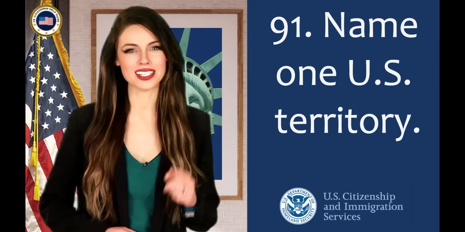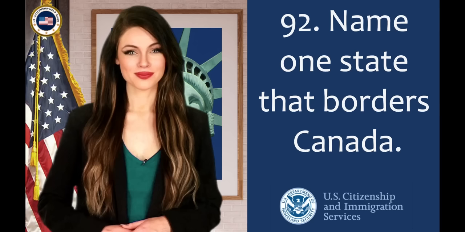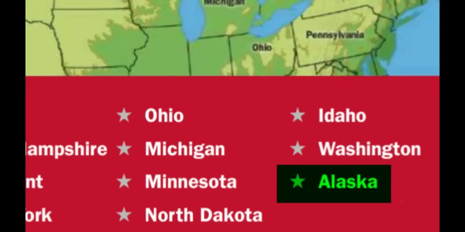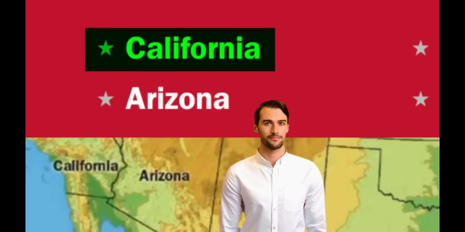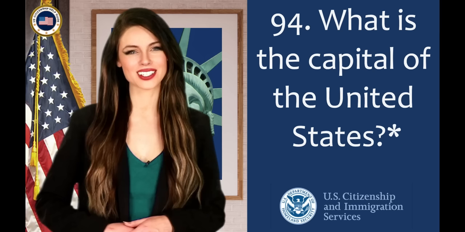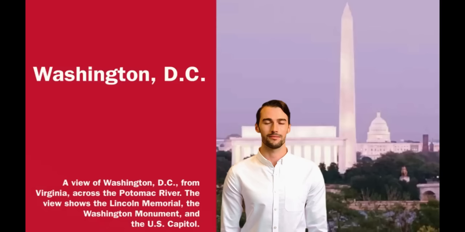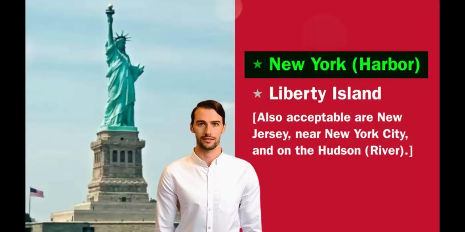Name one U.S. territory. Puerto Rico. Name one state that borders Canada. Alaska. Name one state that borders Mexico. California. What is the capital of the United States? Washington, D.C. Where is the Statue of Liberty? New York Harbor.